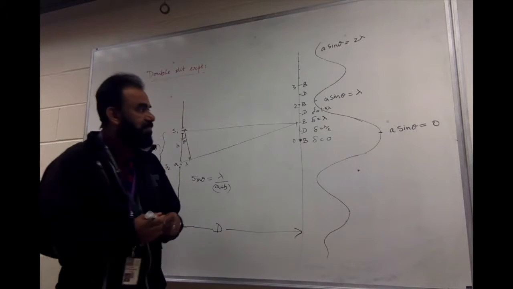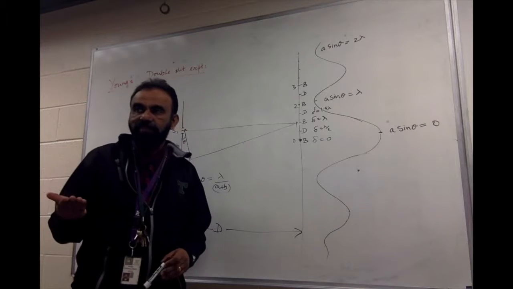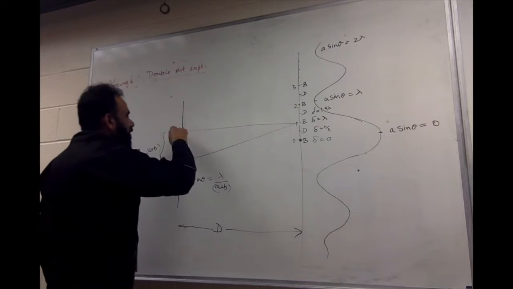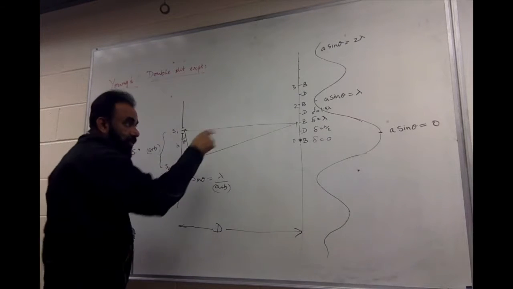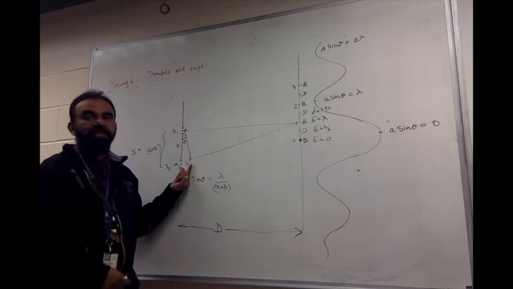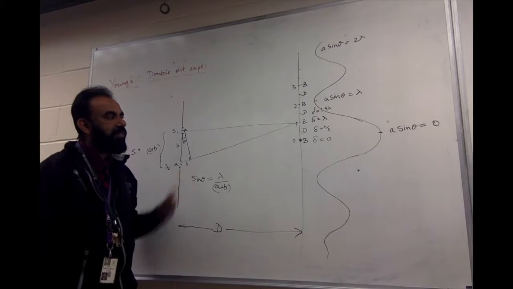You understand what path difference is, right? The path difference is the difference between the line from S1 to the screen and S2 to the screen. The path difference is the distance between them. And that's what we are trying to take as this path difference.